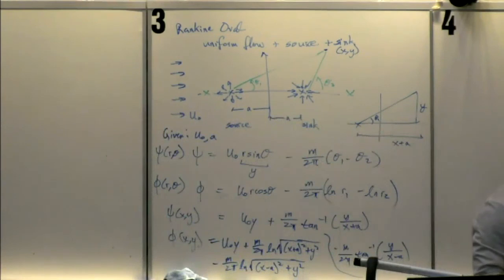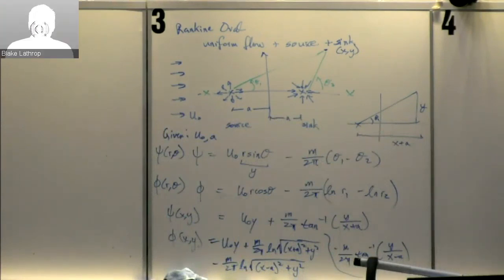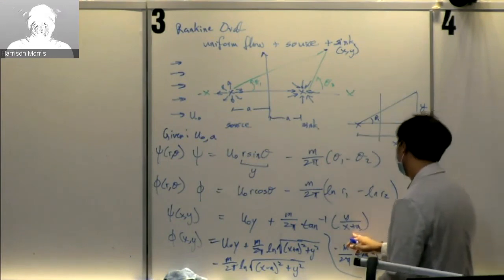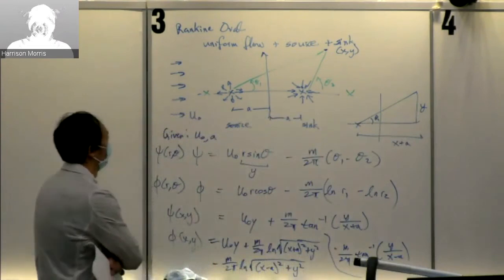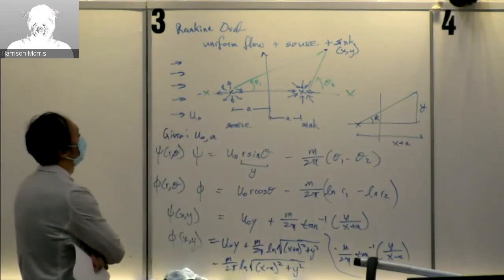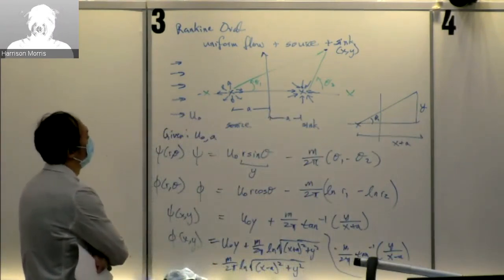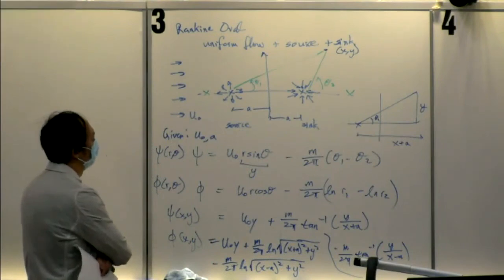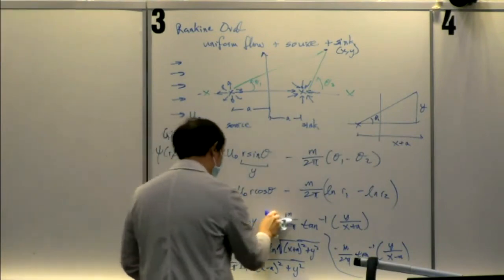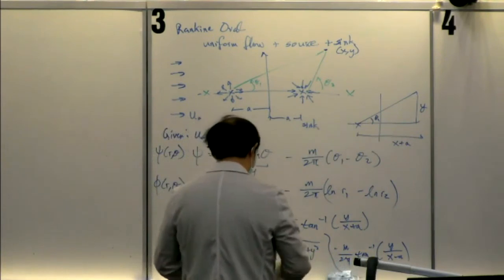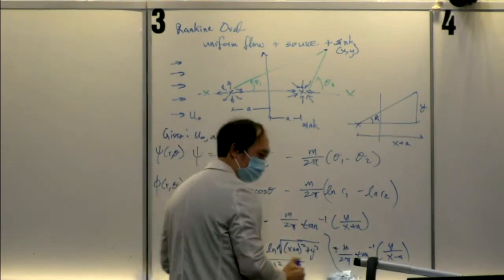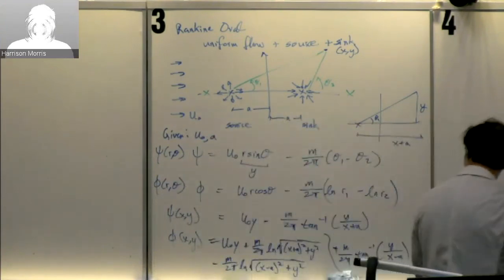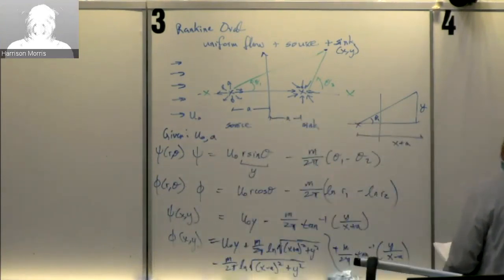Hey, Doctor, for psi, should that be u naught y minus m over 2 pi? I was thinking so too. Inverse tan. Theta's tan. Yeah, maybe mine. That's why I thought minus and plus. And then in the first term, that's y over x plus a, and then the second one, it's y over x minus a, correct?